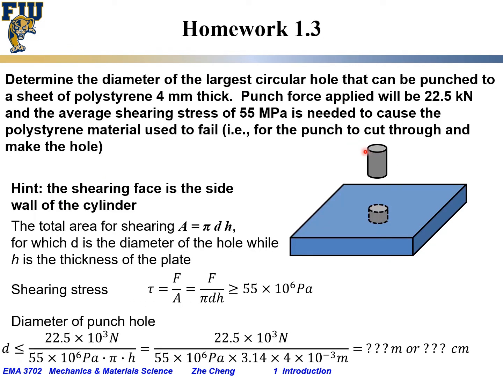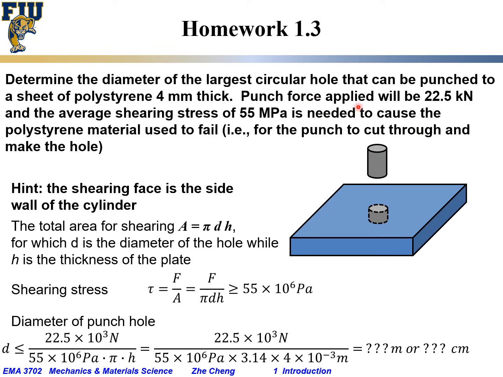Homework 1.3. We want you to determine the diameter of the largest circular hole that can be punched in a sheet of polystyrene 4 mm thick. Let's say this blue block is our polystyrene sheet, and the thickness from here to here is 4 mm. We want to know the largest circular hole that can be punched out by, let's say, a steel punch.